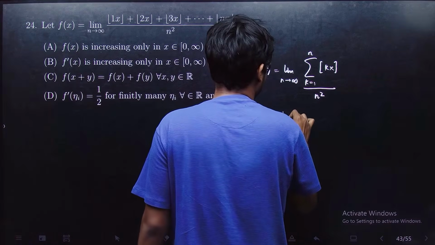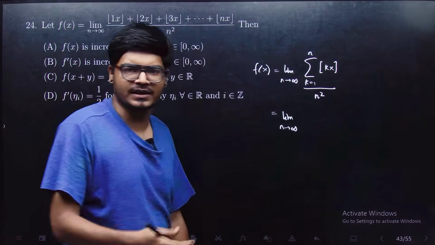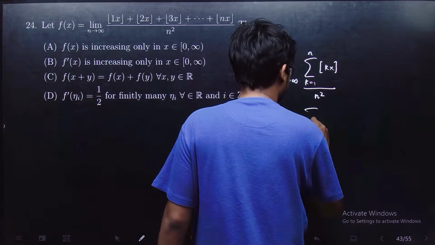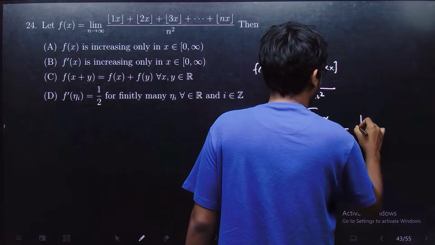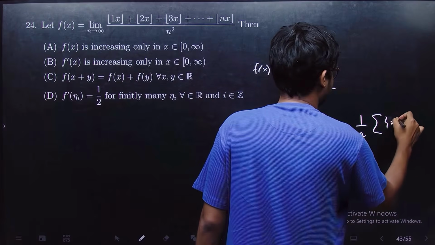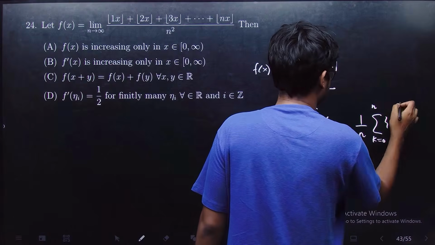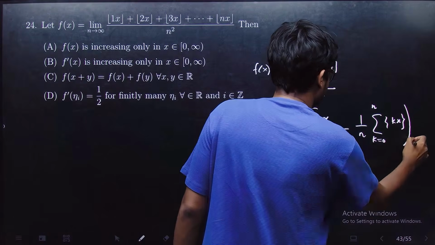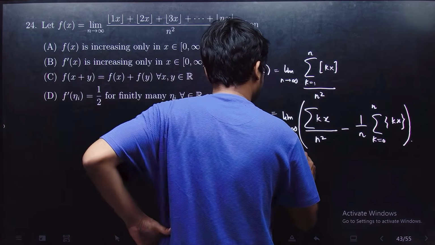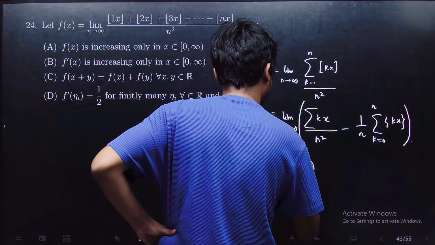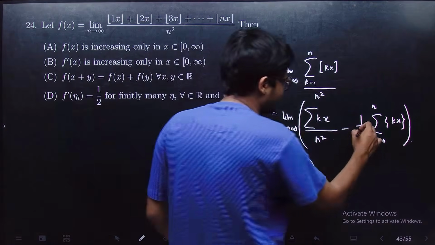This can be written as limit n going to infinity. Floor x is what? x minus fractional part of x, right? So this can be written as summation of kx by n square minus 1 by n square summation of fractional part of kx, right? Now observe that this first limit can be easily calculated, right? It's going to be x into n plus 1 by 2 n square, which just gives you x by 2, right?